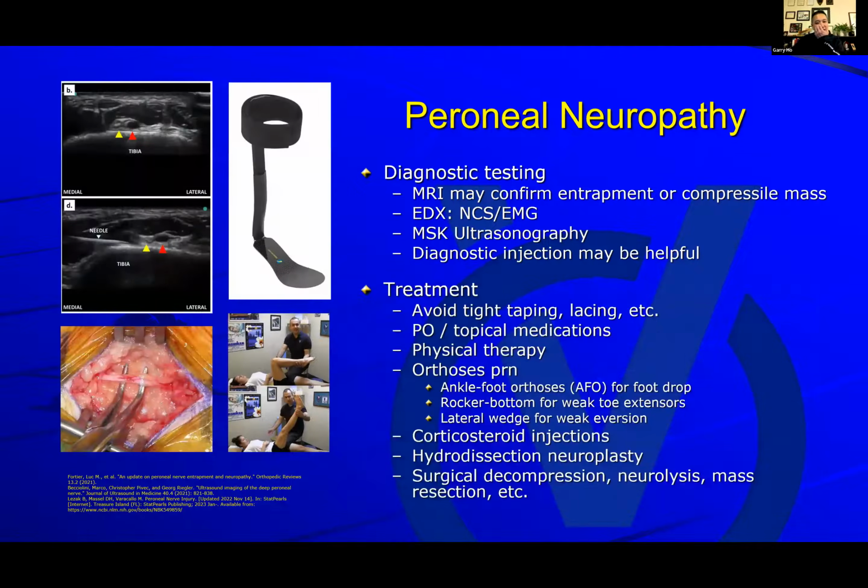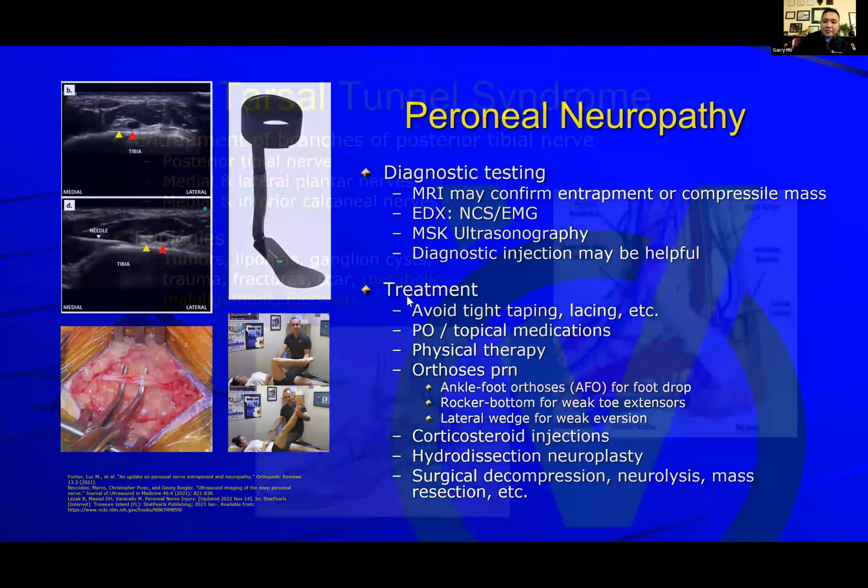And then treatment-wise, you want to avoid all that tight taping and bracing. You try medications, nerve glides, which is demonstrated here on the slide, and then orthoses, especially if they have foot drop or trouble ambulating, injections, hydrodissection, or in this case, in this lower left-hand corner, surgical decompression.